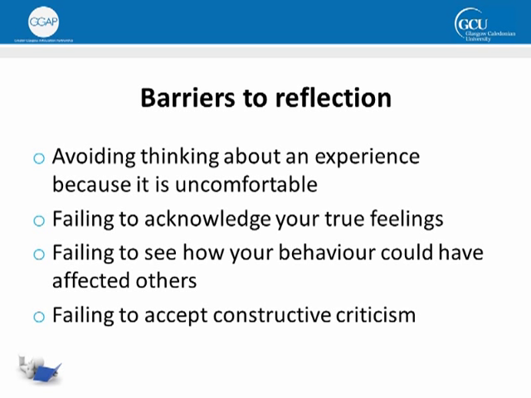Other barriers include failing to acknowledge your own feelings. So sometimes we do bury our feelings or we hide them, but effective reflection requires us to be honest with ourselves and analyse our true feelings. Failing to see how your behaviour could have affected others is another important barrier, because sometimes we can be too focused on how other people have treated us, rather than thinking about how what we do affects other people. Remember that reflection does require analysis of events from different perspectives, so it's important to try and think about how what you do could potentially affect other people.